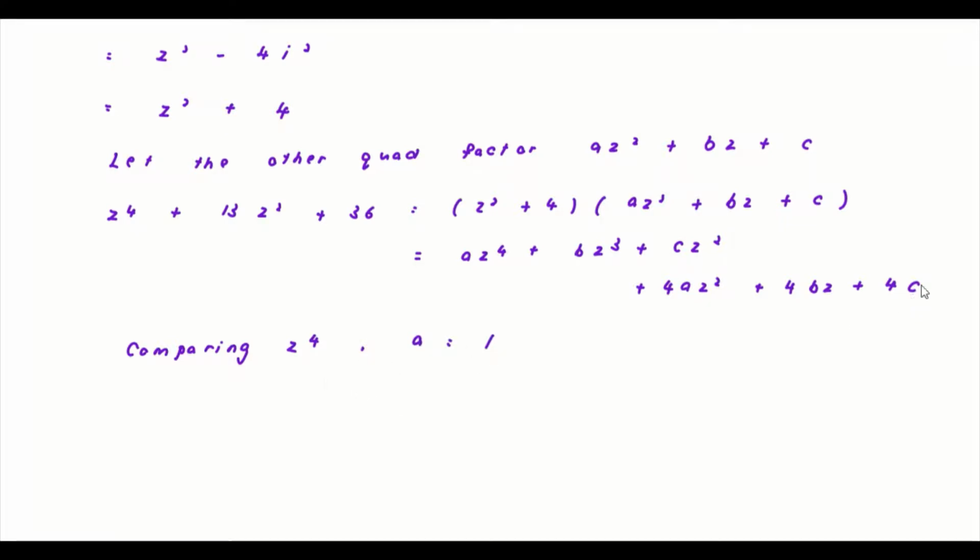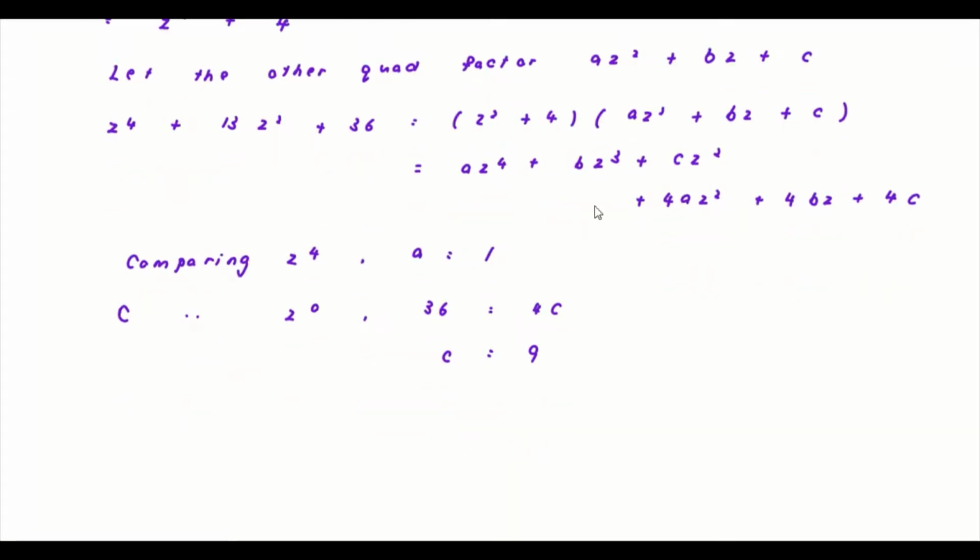Okay, then after that, the last part, the 36. So comparing the part for Z0, you should be able to see that 36 is equal to 4C. So that's why C is equal to 9. Okay, then for the B part, whether you're comparing Z3 or your Z, you should be able to see that there's no Z3 and there's no Z as well. So that's why B is eventually going to be 0. So after you have this, we get our last quadratic factor here already.